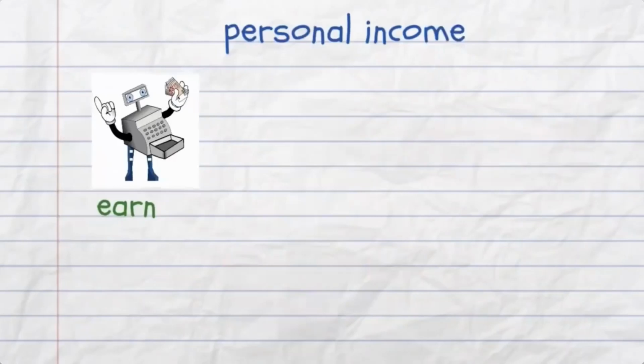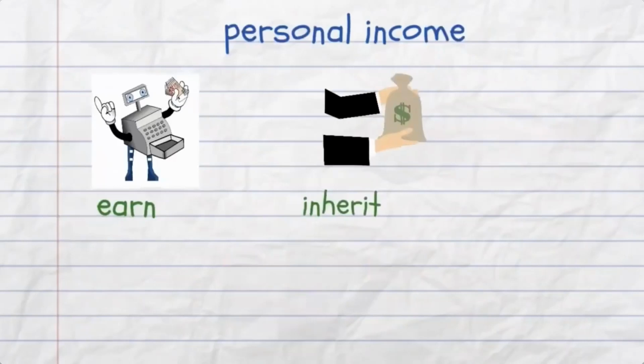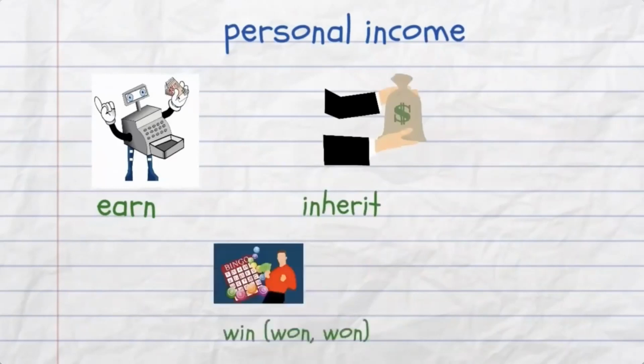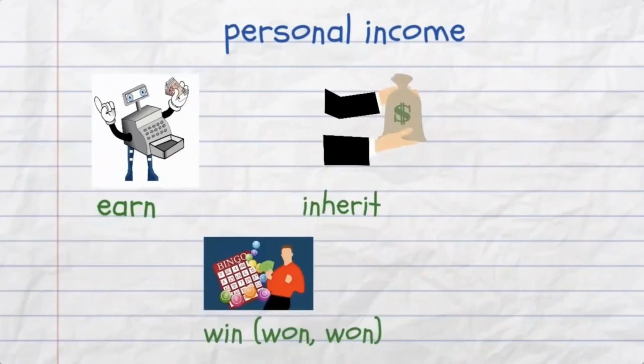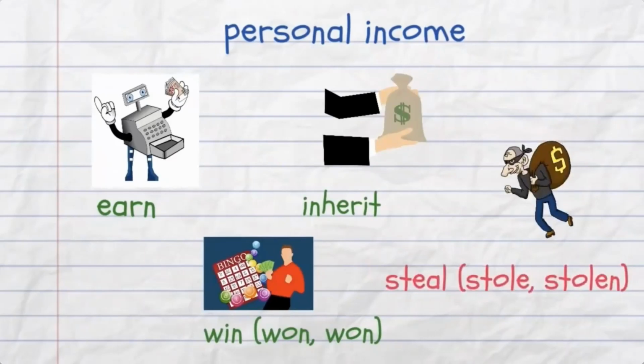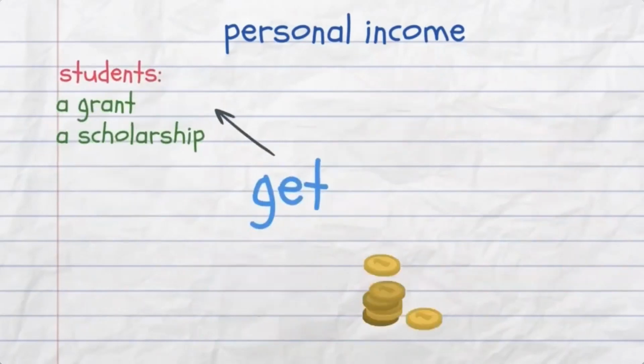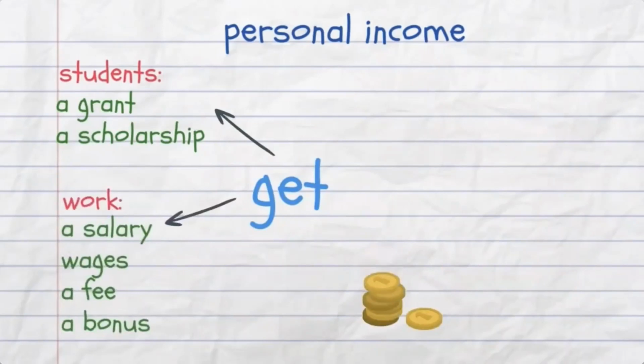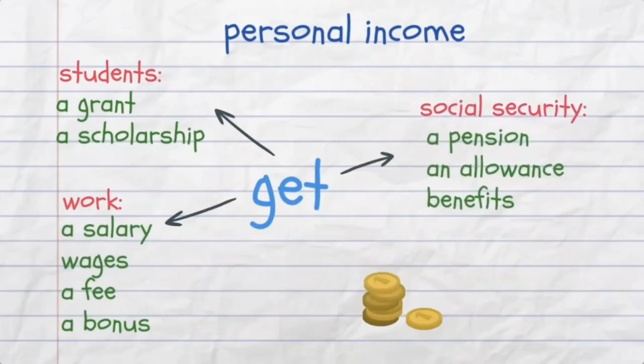So money comes into our life when we earn, when we inherit from our relatives, or when we win money in the lottery. But sometimes people steal money, and that is really bad. Students can get a grant or a scholarship, and we get a salary, wages, and a fee or bonus for our work. And those who are on Social Security get a pension, allowance or benefits.